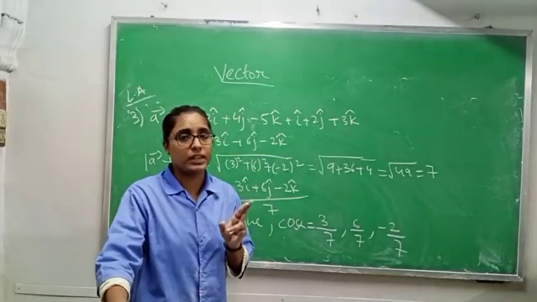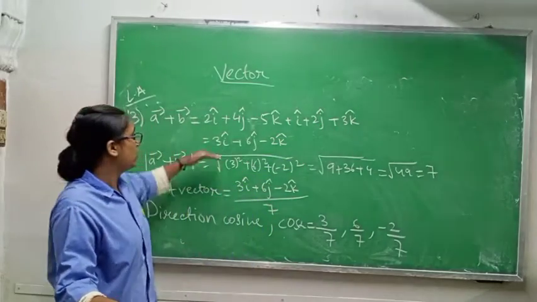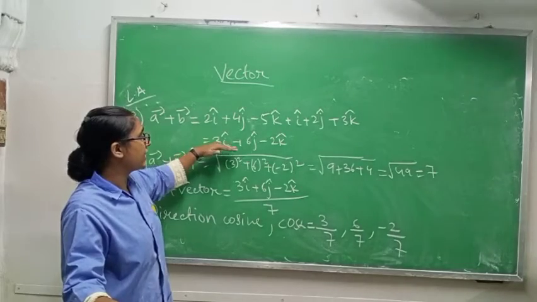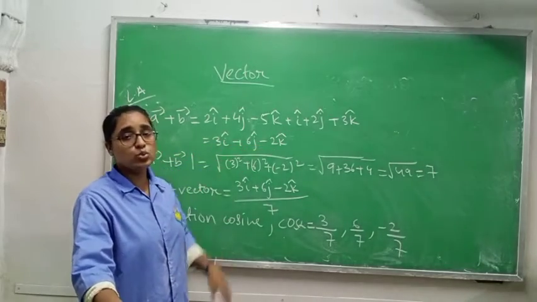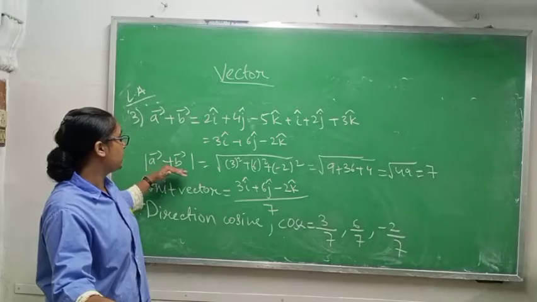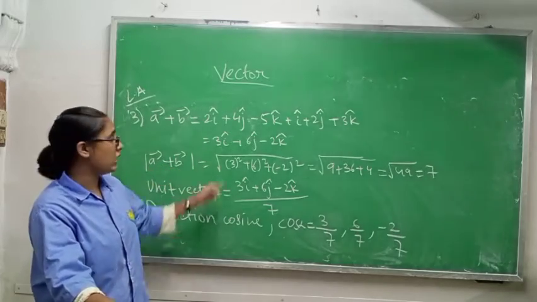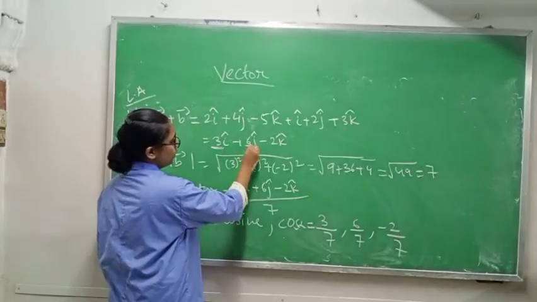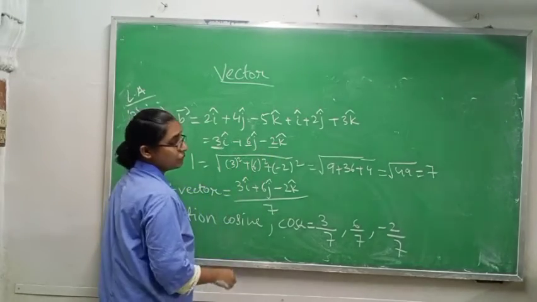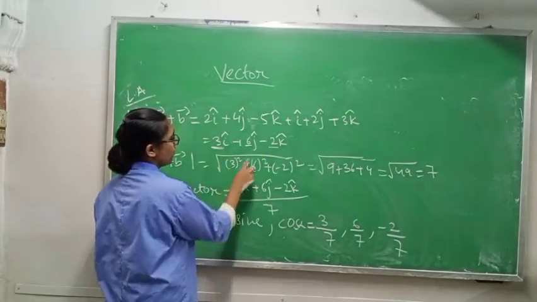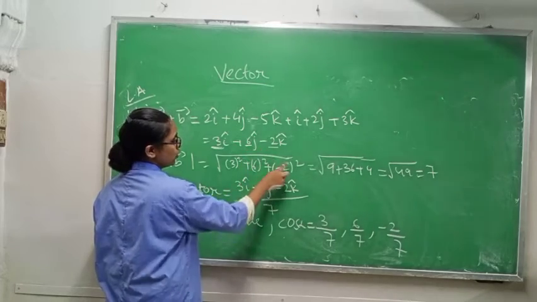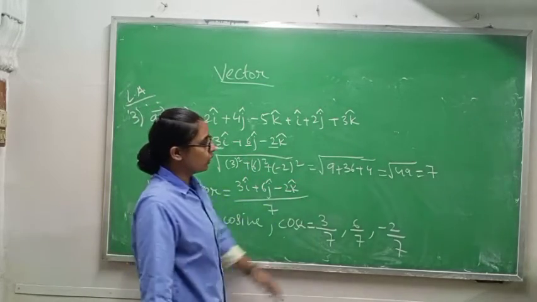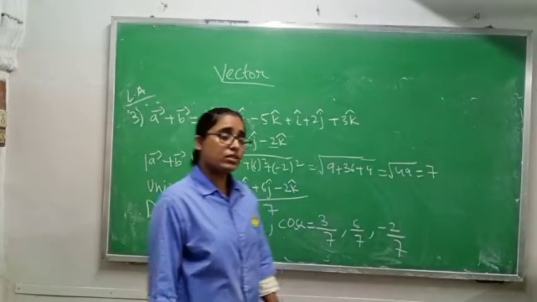They are trying to sum up, that is, add these. So when we are adding, we get 3i cap plus 6j cap minus 2k cap. The mod of A vector plus B vector is the root over the scalar component of i, scalar component of j, and scalar component of k, that is 3 square plus 6 square plus minus 2 square. You will get root over 49, which means 7.